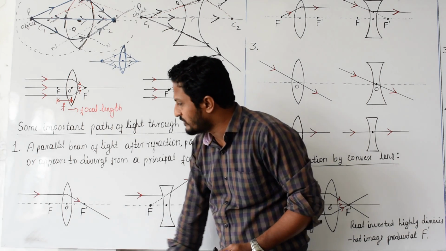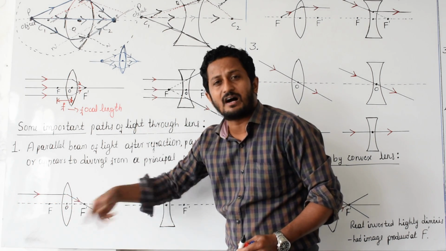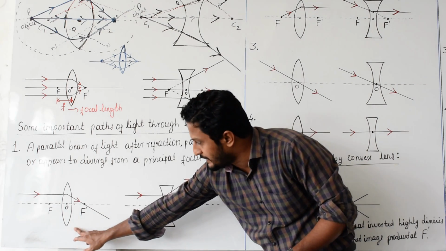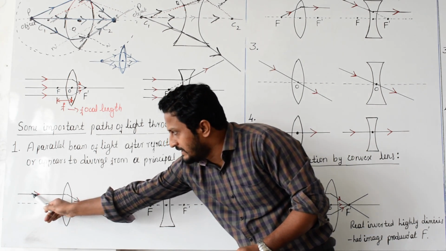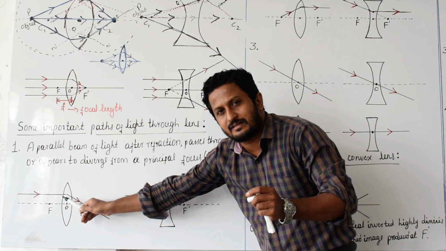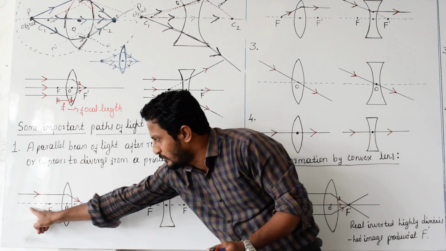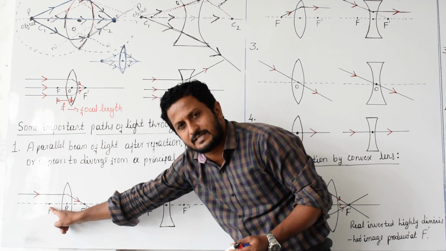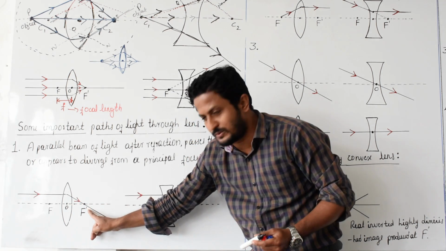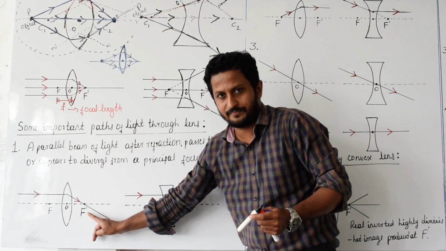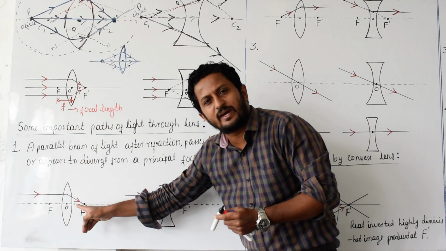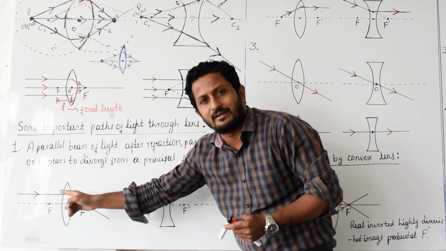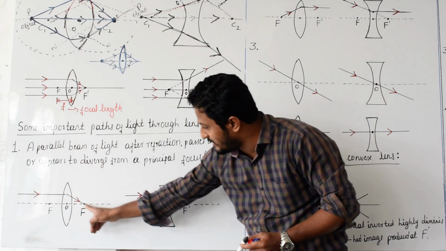Okay? Now you see here, a parallel beam of light after getting refraction is going to pass through the principal focus point. Look here. In a convex lens, a light ray which is parallel with respect to the principal axis, this is the principal axis, if light comes parallel to that, after refraction it is going to pass through the principal focus point. Have you understood? If it is a convex lens, then you pass that parallel ray of light through the principal focus.